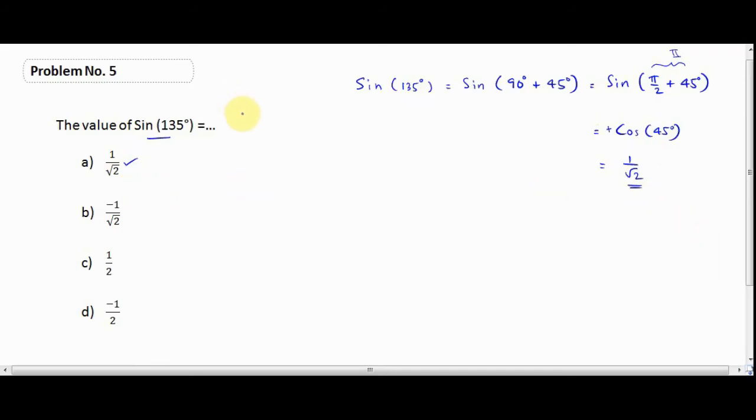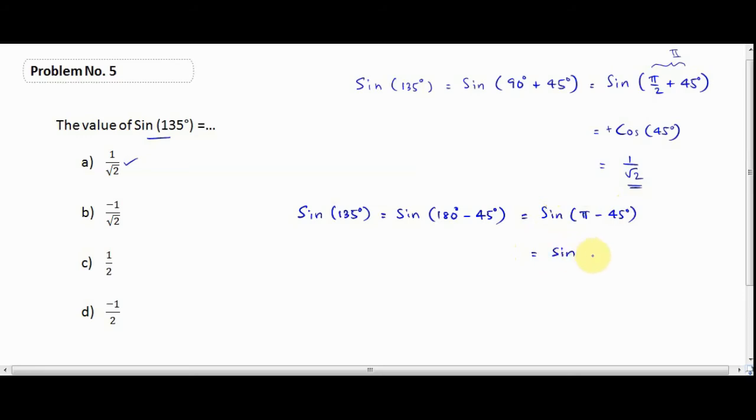Now we can also approach this problem like this. Sine 135 degree can also be written as sine of 180 degree minus 45 degree. Okay, so it is nothing but sine of pi minus 45 degree. So we can make a modification here.